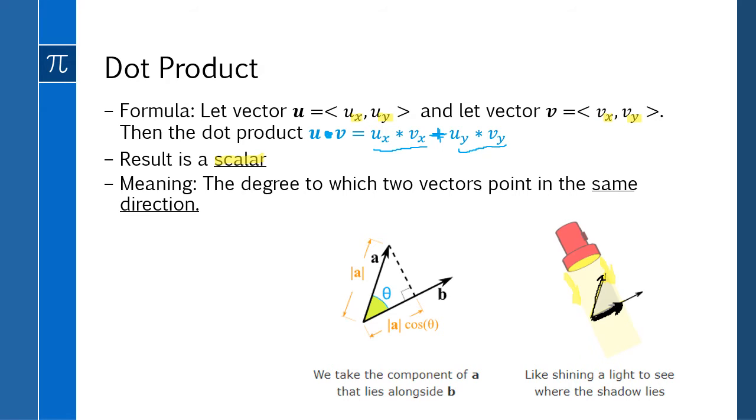So if the vectors are pointing in pretty much the same direction, you're going to have a big dot product. If the vectors are pointing perpendicular to each other, say you have one vector here and the other vector here, and you try to shine a light down on it, this one won't cast any shadow at all. So that would be a dot product of 0. These are not at all pointing in the same direction.